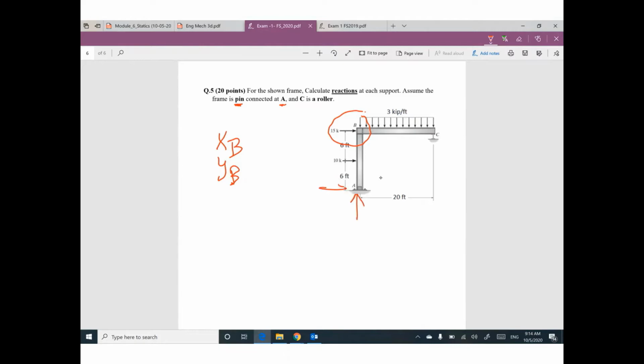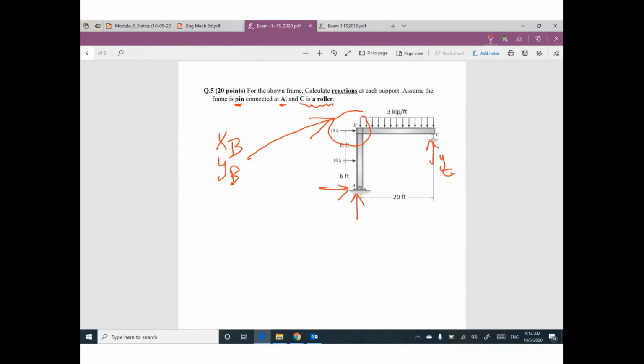We have a roller support at C, so we have 1 reaction. What is the meaning of a reaction at B? Who told you this? With this type of problem, we need to read the problem carefully.